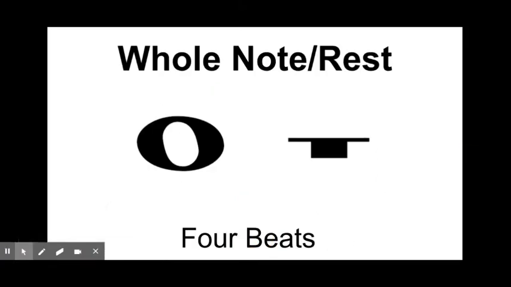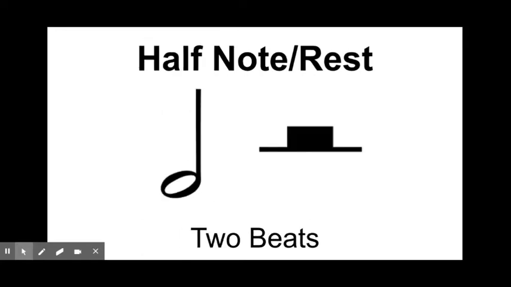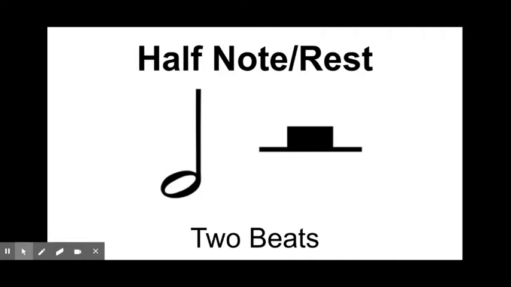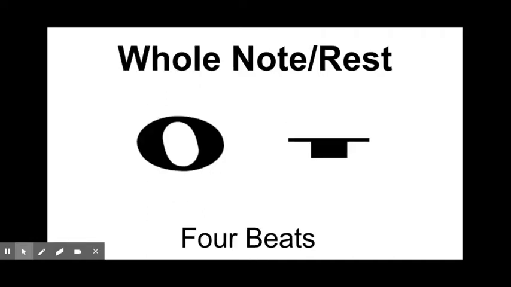Let's just go through each note and each rest and how many beats they are worth. Our whole note and our whole rest are each worth 4 beats. Our half note and our half rest are each worth 2 beats. It can get confusing when looking at our whole rest and our half rest, remembering which one is which.